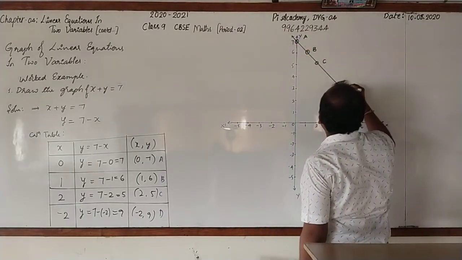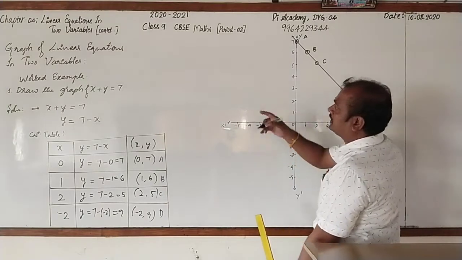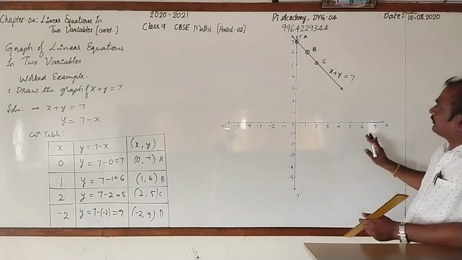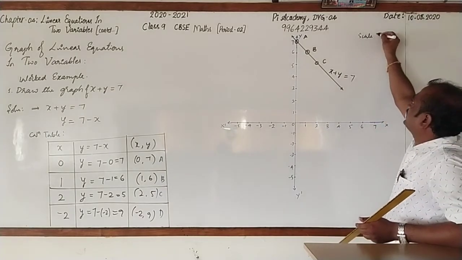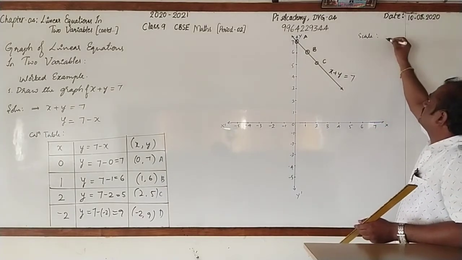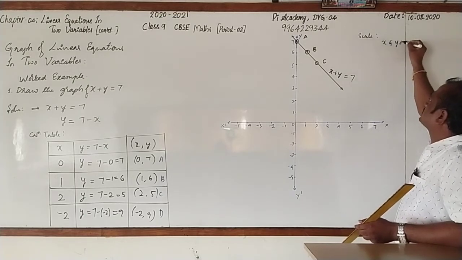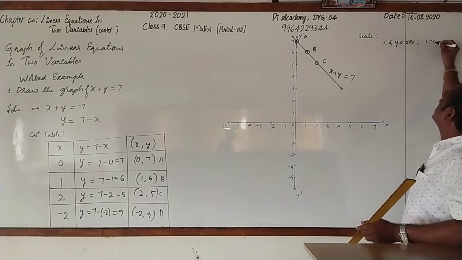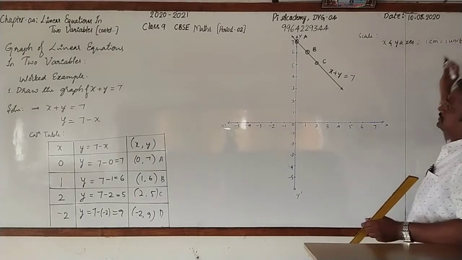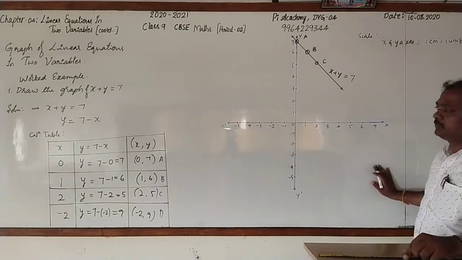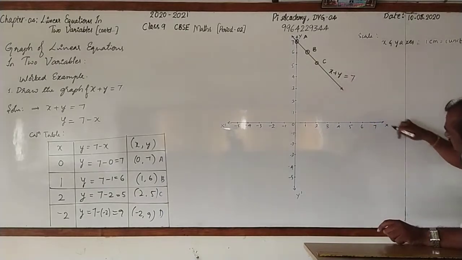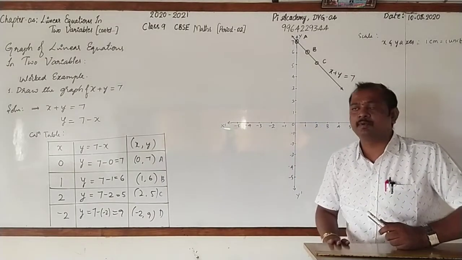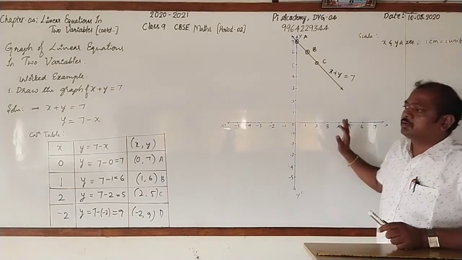Now this is the graph of the equation. What is that? X plus y is equal to 7. After this, you have to write the scale at the top of the right column. What is that? In both x and y axis, 1 centimeter is equal to 1 unit. Followed? You can even extend this line to cut the x-axis as well. I'll go for taking some more examples. Please go for copying this.